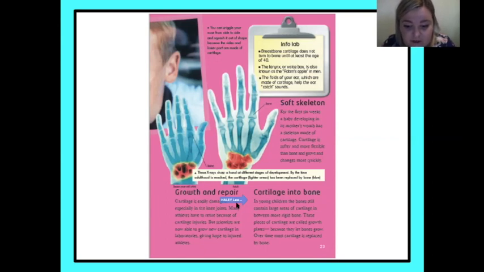These pieces of cartilage are called growth plates because they let bones grow. Over time, most cartilage is replaced by bone. So up here in this info lab, my favorite part is the kind of facts that they give us. So the breastbone cartilage does not turn to bone until at least the age of 40. The larynx or voice box is also known as the Adam's apple in men. The folds of your ear, which are made of cartilage, help the ear catch sound.